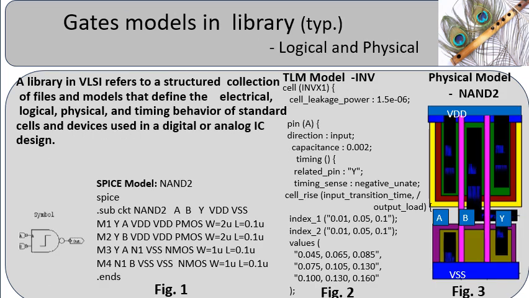The figures display examples of different types of logical and physical layout models used in VLSI design methodology. Figure 1 displays the SPICE model of a NAND2 gate. Figure 2 displays the TLM model of an inverter. Figure 3 displays the physical layout of a NAND2 gate from a physical library.